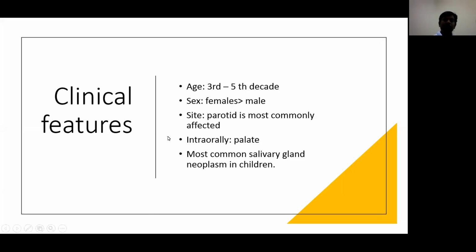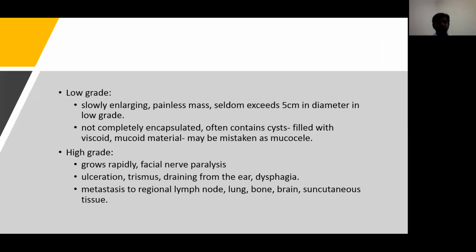Clinically, the third to fifth decade can be involved, and females have the more common presentation. The parotid is the most commonly affected gland, and intraorally the palate is the most common site. If you ask for the most common salivary gland neoplasm in children, it can come as an MCQ also: it is mucoepidermoid carcinoma. Overall, it is pleomorphic adenoma, but only in children, it is mucoepidermoid.